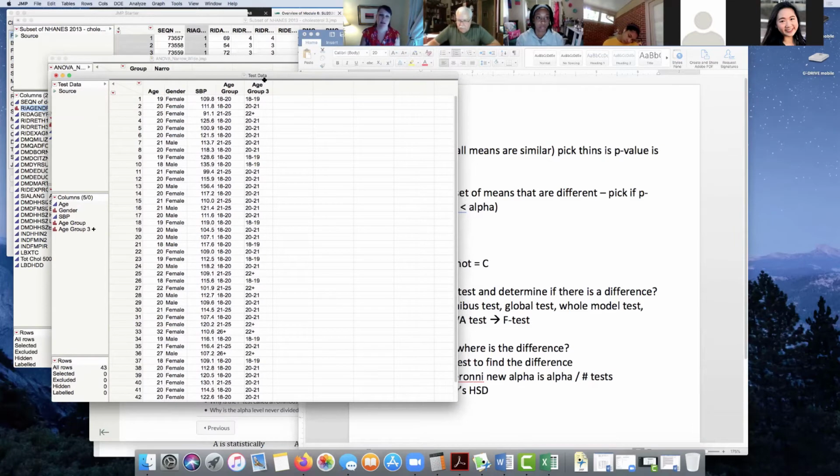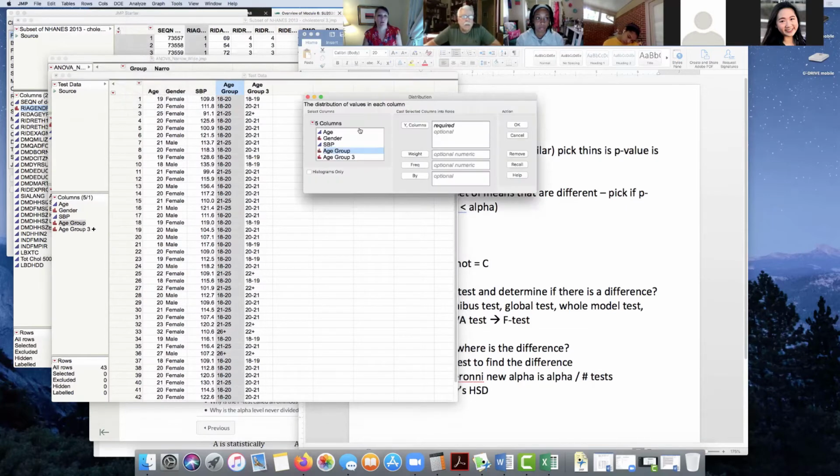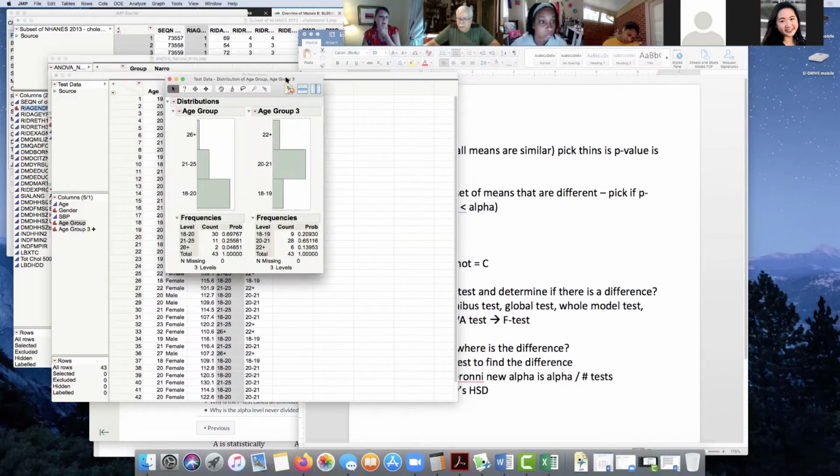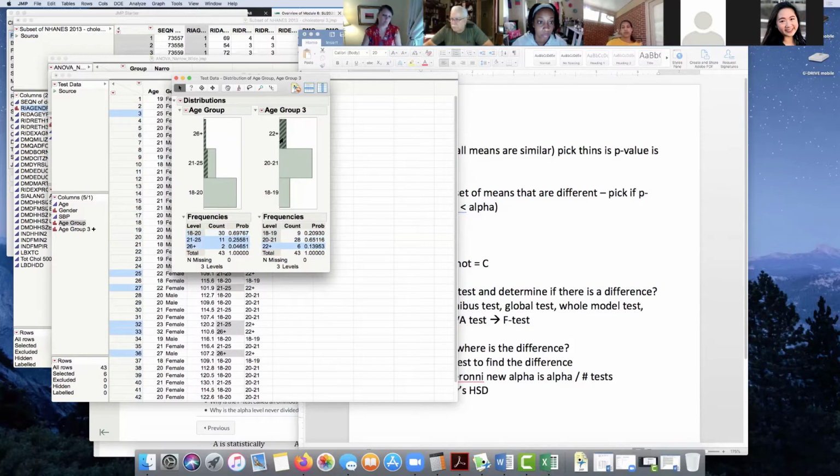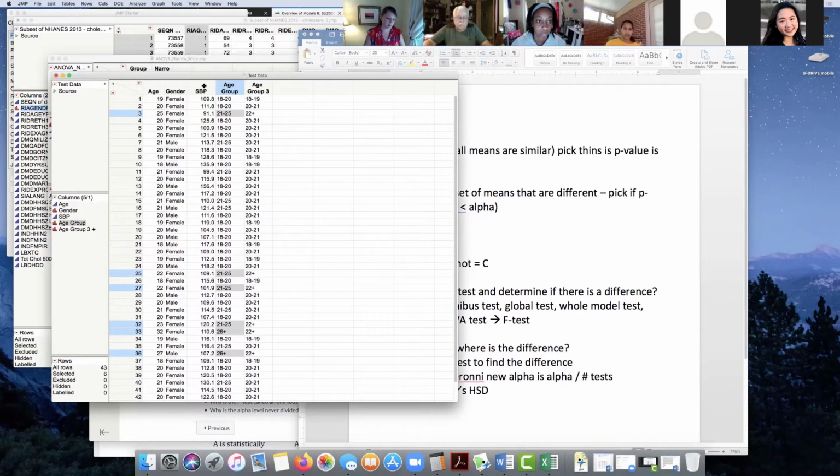So this is the test data that was posted a couple modules ago, and I've just recoded this age group. I'll show you. The age group in the test data had largely 18 to 20-year-olds, and then only 2 26 plus. So I've recoded it now into 3. I've got 18 to 19-year-olds, 20 and 21, and then 22 plus. The majority of our patients here are 20 to 21, but we've got 2 smaller groups.